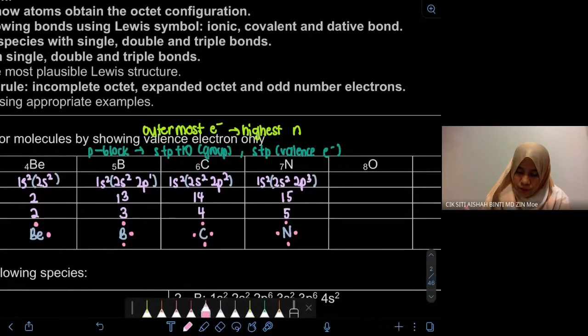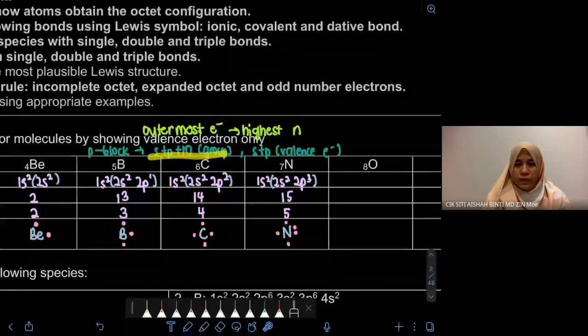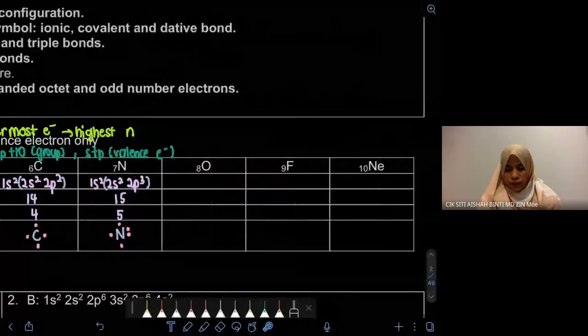So for example, if Miss wants to do it on the right side, we have 5 electrons. Okay, so the Lewis dot symbol is easy. Make sure you know what the valence electron is. The most important is the valence. The group you actually don't need to know, but make sure you know the valence electron. So later you can draw the dots. Okay, this way Miss shortcuts it a little.